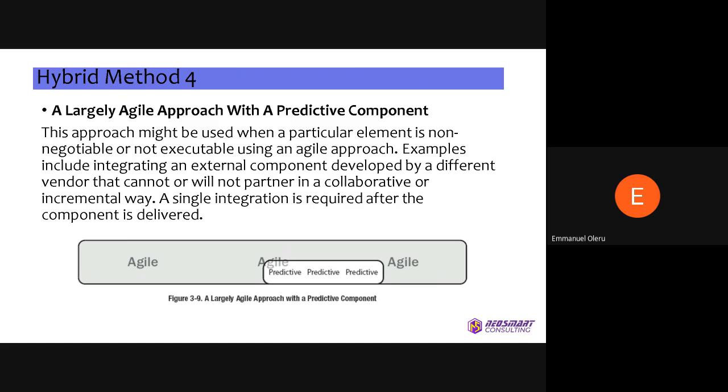Then we have largely agile with some predictive, basically the opposite of the previous one, where most of the work is done in agile, and then they have predictive along the way. An example would include integrating an external component developed by a different vendor that cannot or will not partner in a collaborative manner. So you do the general work in your agile system, and then you do the predictive one.